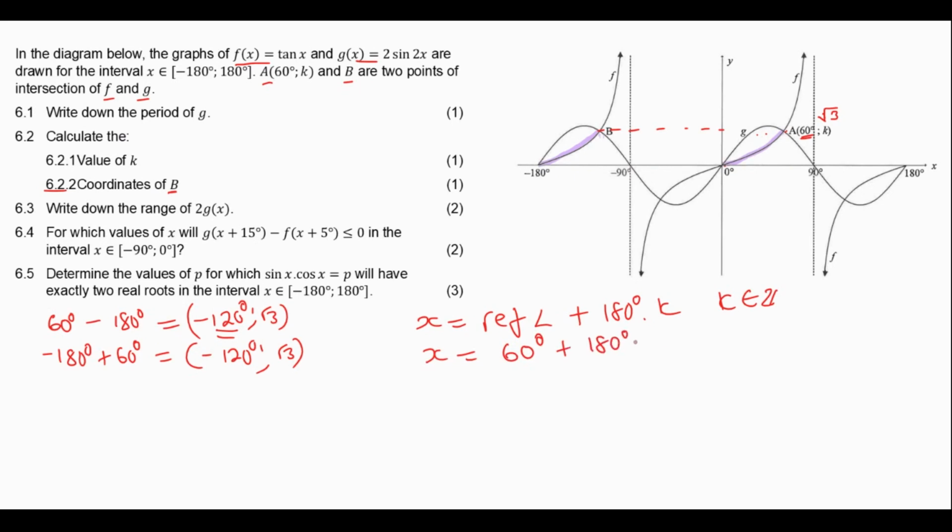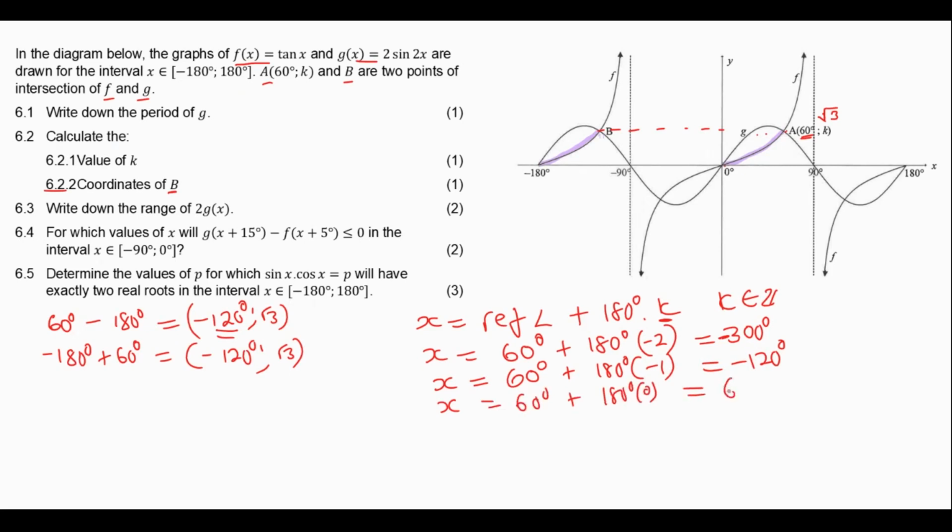Let's start by substituting -2. If you substitute -2 where there's k, you will get what? -300 degrees. Alright, if you substitute -1, you can use your calculator to do this. You can substitute using a calculator, but I'm just doing it manually. If you substitute -1, you're going to get -120 degrees. Right, and then if you substitute 0, you're going to get 60 degrees. And then if you substitute 1, you're going to get 240 degrees. Now we're in the positive side.